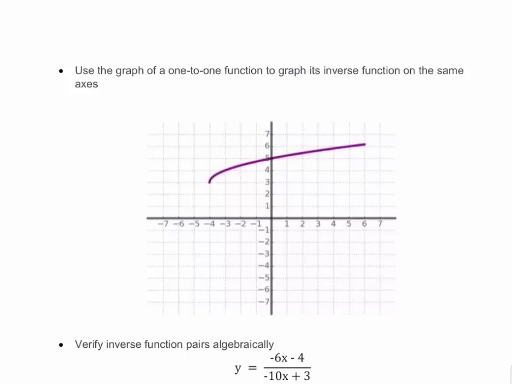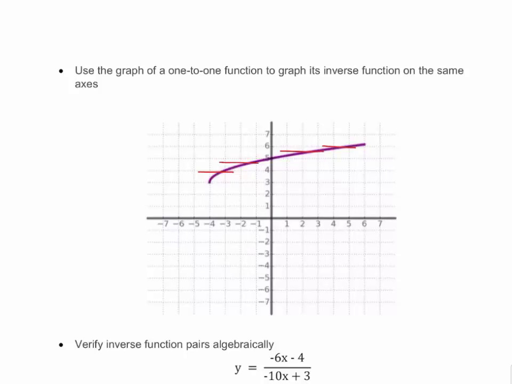We can still find a rough sketch of the inverse of this function. Is this function one-to-one? Yes, it is. If I make horizontal lines on the sketch, all of these lines are going to cross the graph at exactly one point. So we know the inverse exists.